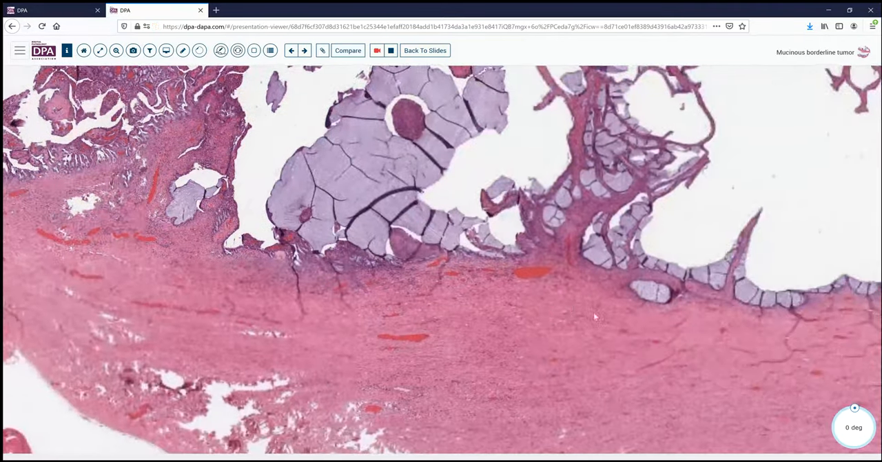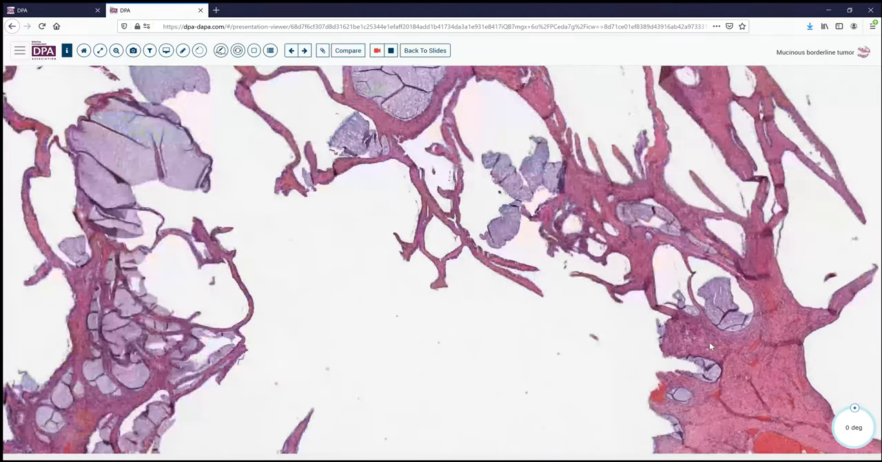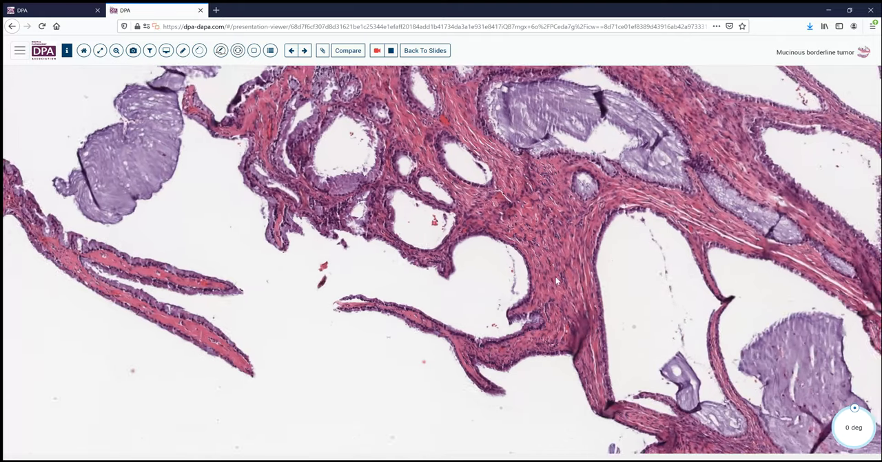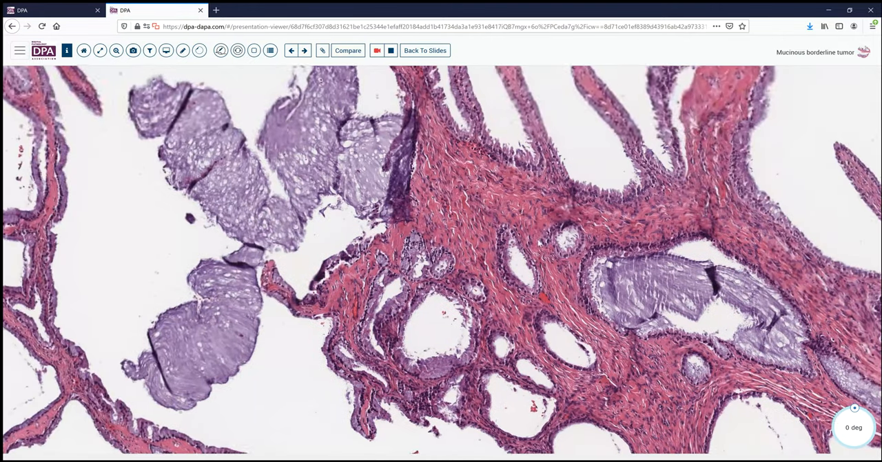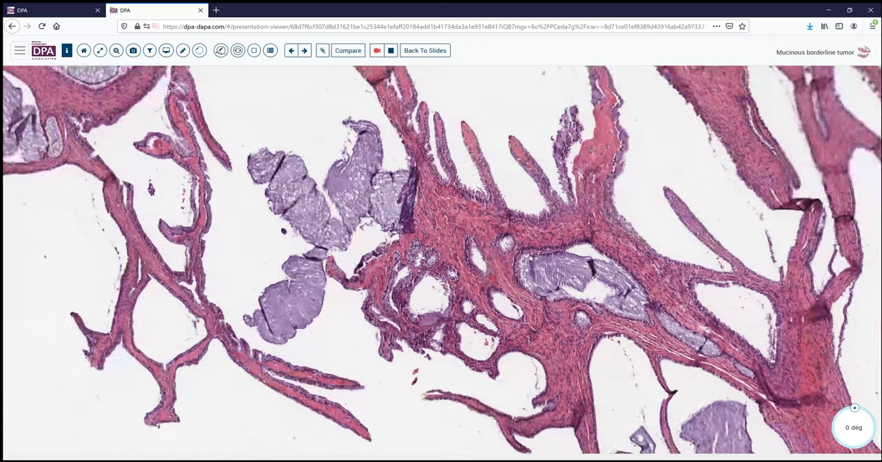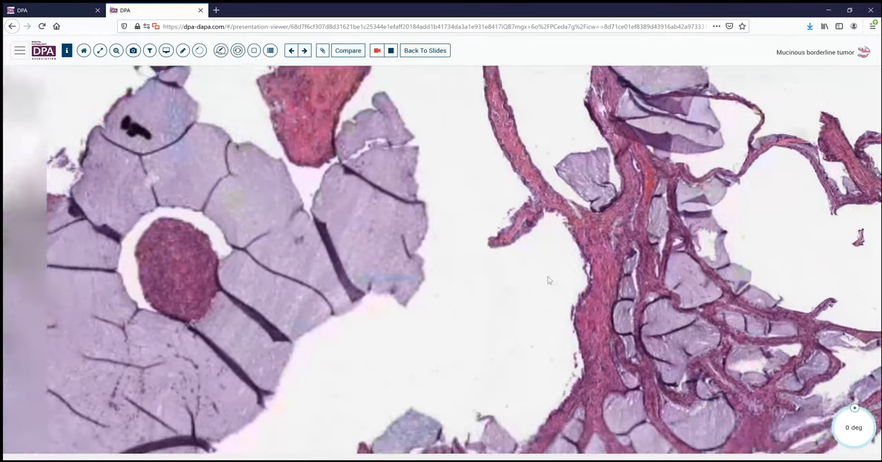So let's look a little further here. I don't think there's anything else in this lesion that would push us any further. This is a nice example of a mostly benign mucinous tumor with a small area of borderline type of epithelium based on that area of complexity that we've seen.